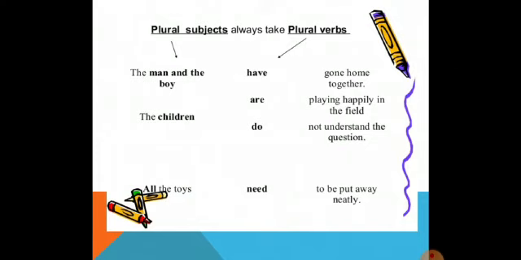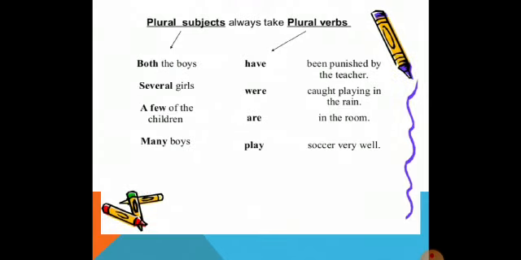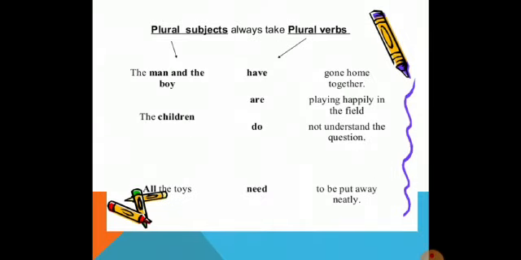When I say all, it depends on what's after all. When I say all the toys, this is plural. So I say all the toys need to be put away neatly, because toys is already plural. Does this mean that I can find all plus an uncountable noun? Yes, sure. I can say all the toys need, which is plural, and I can say, for example, all the Pepsi. Pepsi is not counted. So I can say all the Pepsi is dropped on the ground or on the floor.